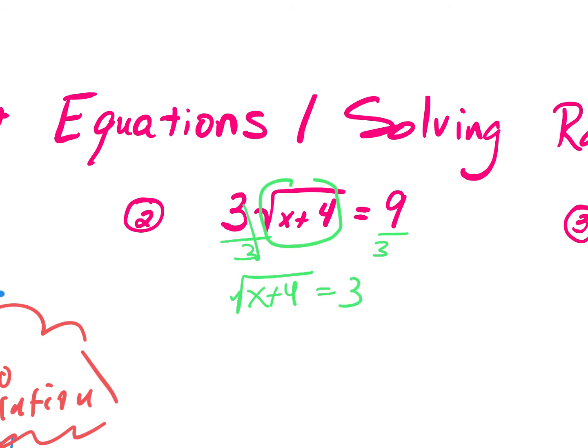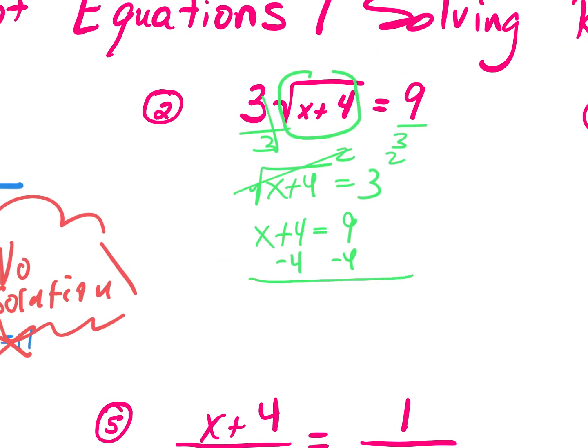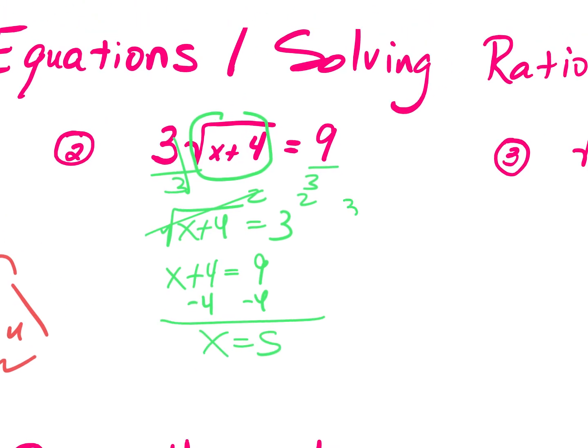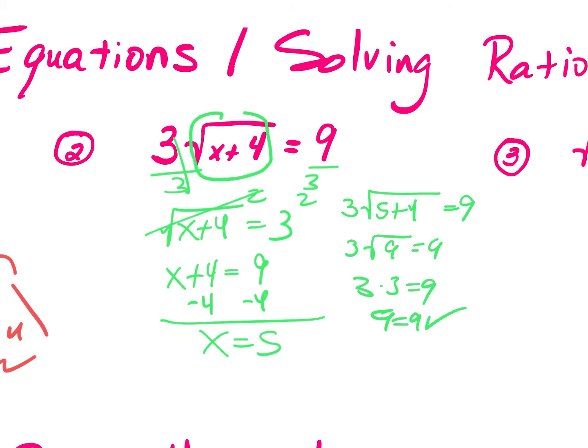Now that the radical is isolated, we want to square both sides. So when you square a square root, it cancels out. I have x plus 4 equals 3 squared is 9. Now I'm going to subtract 4 from both sides, and I get x equals 5. So let's just go back and check it real quick. I have 3, and then the square root of 5 plus 4, does that equal 9? So 3 times the square root of 9 equals 9. The square root of 9 is 3, so 3 times 3 is 9. That is a valid solution, so x equals 5.